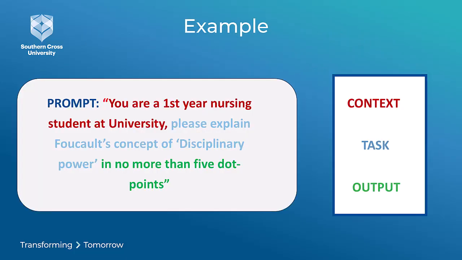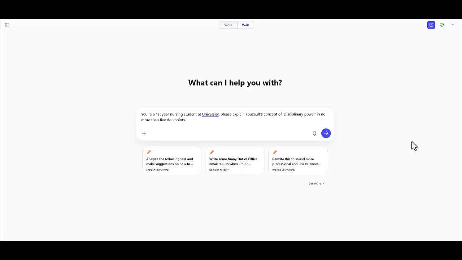Here is an example of a prompt structured into these three areas: context, task, output. The context given is you are a first-year nursing student at university. The task we're giving the tool is, please explain Foucault's concept of disciplinary power. And for the output, we're specifying that we don't want any more than 5 dot points. Now let's have a look at how this prompt goes in Copilot.